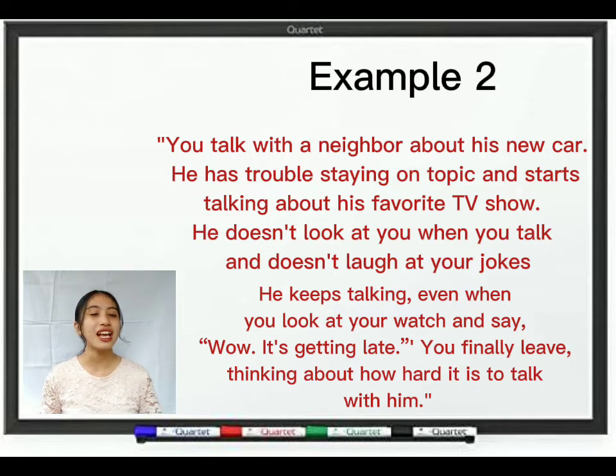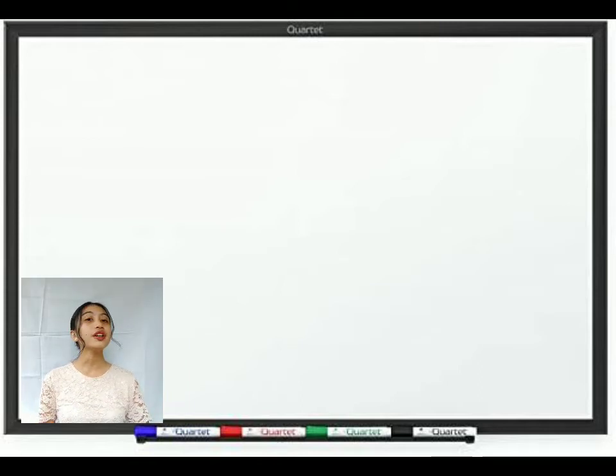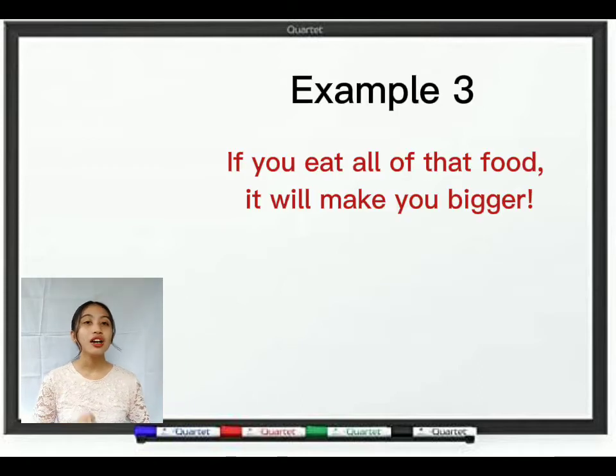You've likely been in this kind of situation before, where the speaker is talking about perfectly reasonable, simple subjects but is unaware of your presence and your need to escape. While the speaker sees the talk as a simple sharing of information, it is the semantics. You see it as the root of monopolization of your time, it is the pragmatics. Another example: if you eat all of that food, it will make you bigger. Semantically, bigger in this sentence would mean larger than you are currently.